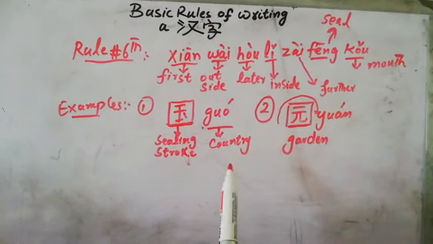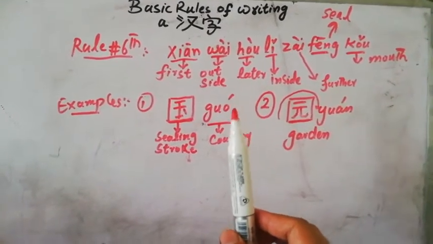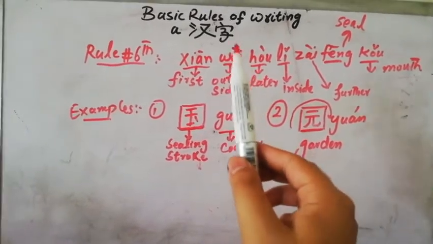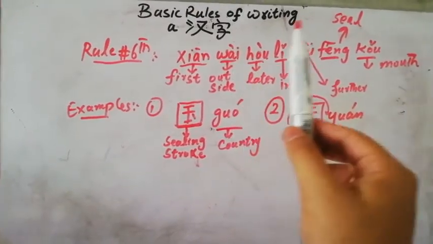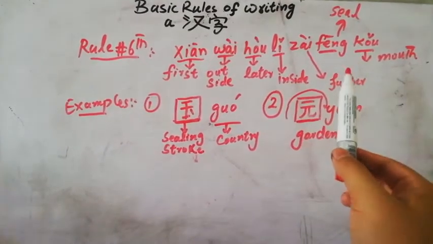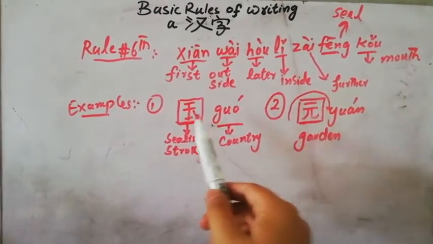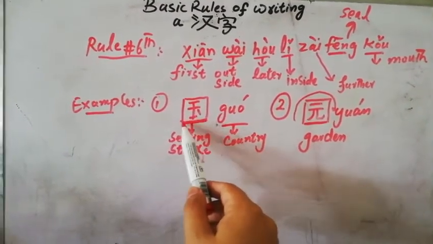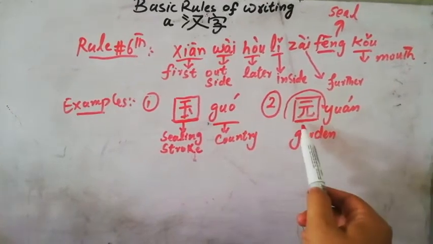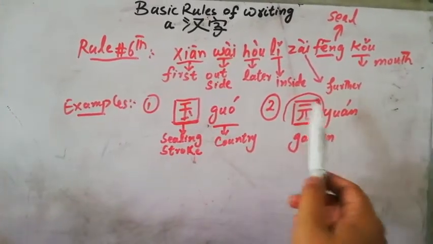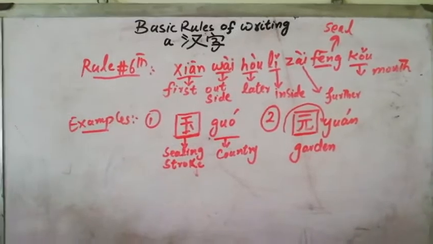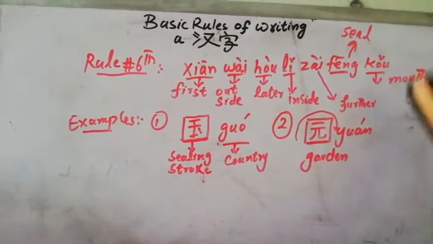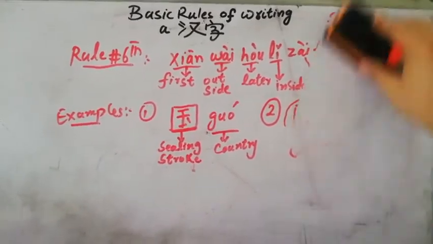So you completely understood now that if you want to write a Chinese character, you have to write the outside portion first, then write the inside portion, and then finally seal the opening or the frame of the Chinese character with the sealing stroke, which here is heng. Okay, so this was about rule number six. Now let's proceed to rule number seven. This is now clear to us.